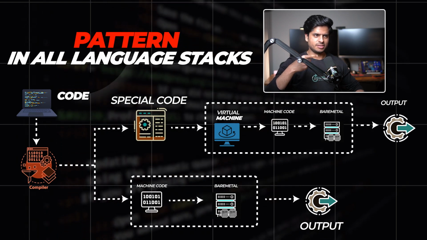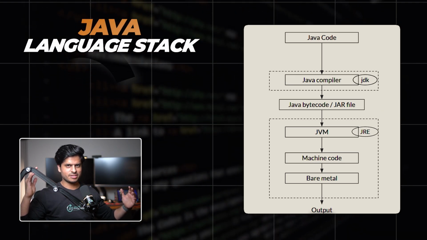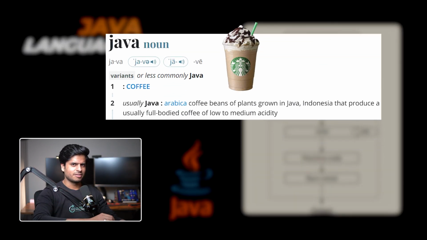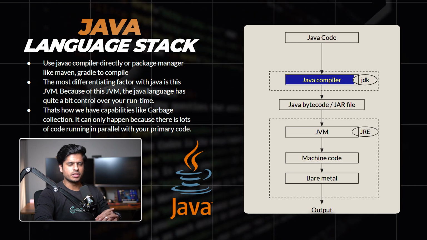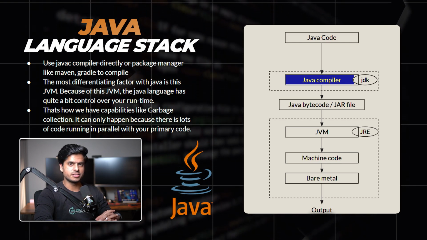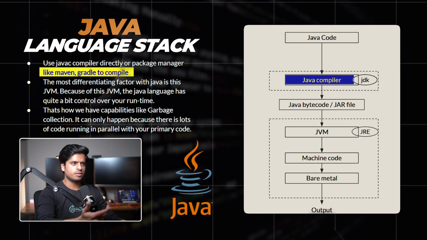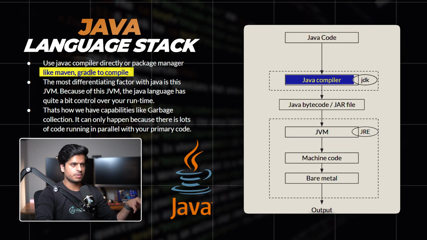And now we'll see all the other language stacks. Mostly they'll have some kind of VM. And when we talk about VMs, the first language that we have is Java. Java, I think it means coffee, literally coffee or hot chocolate. I don't know. Okay, Java code at the top. It gets fed to the Java compiler, which is also referred to as JDK. Again, you can either use the javac compiler directly, or you can use your favorite package manager, like Gradle, Maven, Bazel, whatever.